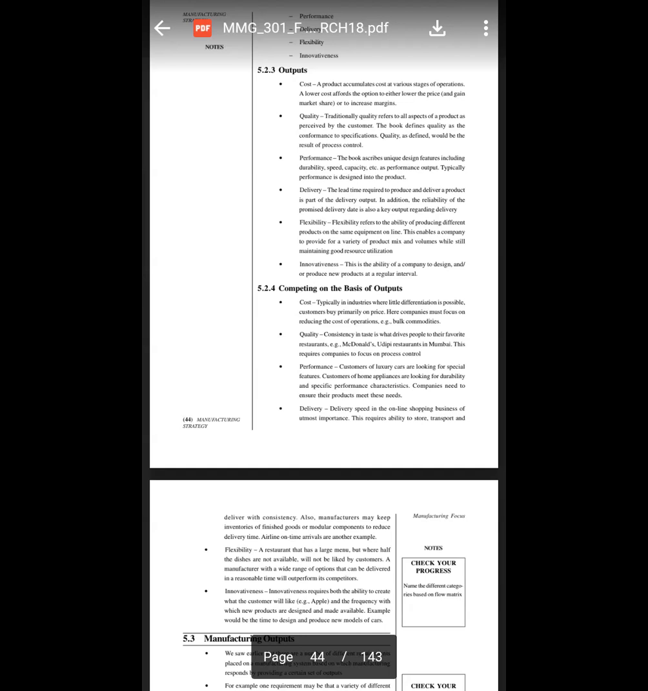Okay, delivery, the lead time required to produce and deliver a product, is a part of the delivery output. In addition, reliability of the promised delivery date is also a key output regarding delivery. Okay, if you make a proper delivery of goods, definitely your goods can be sustained in the market. Then flexibility, flexibility refers to the ability of producing different products on the same equipment or line. Okay, innovativeness, this is the ability of the company to design the product.